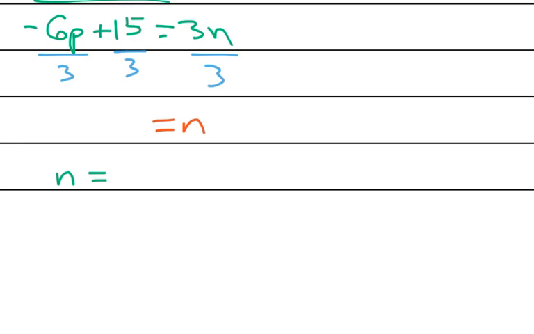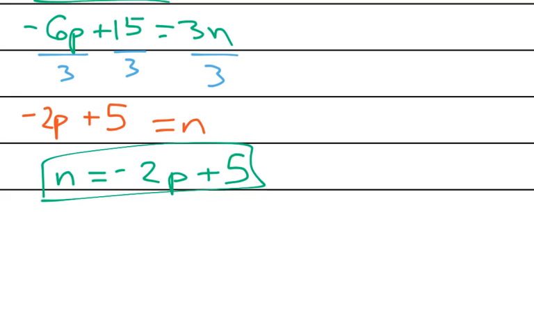So I have negative 2p because 6p over 3 becomes negative 2. And then 15 over 3 becomes positive 5. And so that I'll now have n is equal to negative 2p plus 5 once I rewrite it left to right, showing the n all by itself on the left.